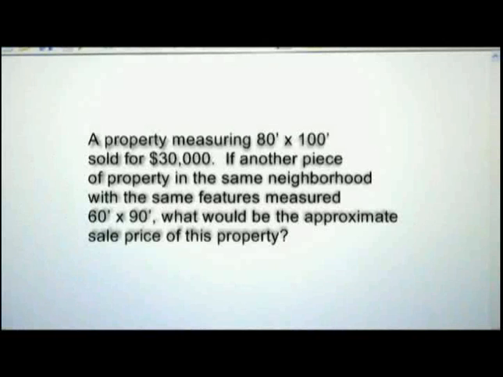Appraisal, additional questions. A property measures 80 by 100 and sold for $30,000. If another piece of property in the same neighborhood with the same features measures 60 by 90, what would be the approximate sales price of this property?